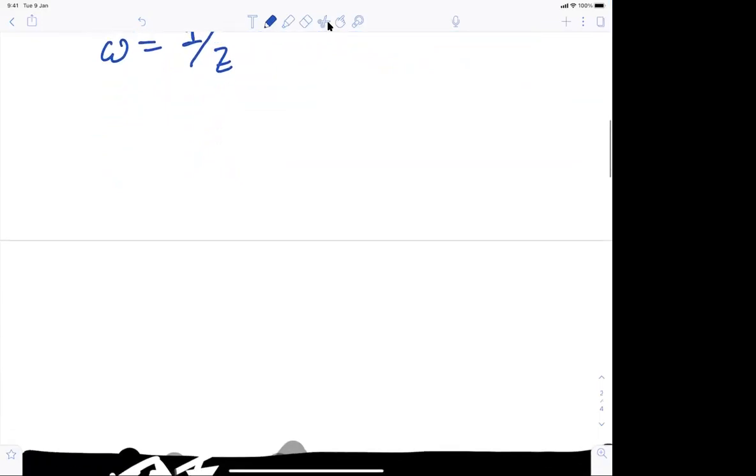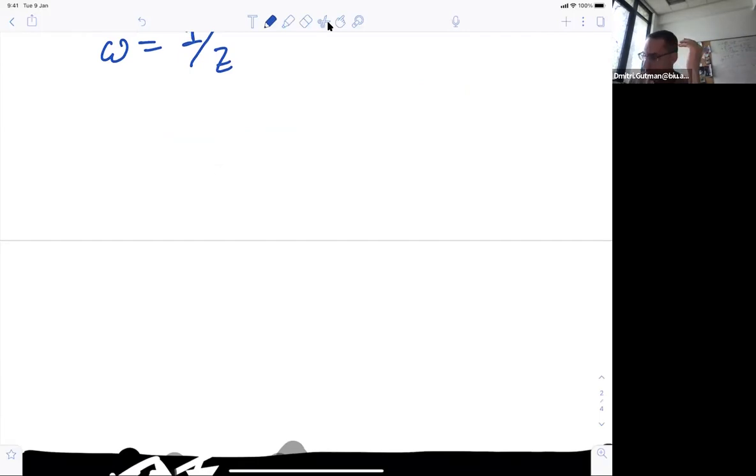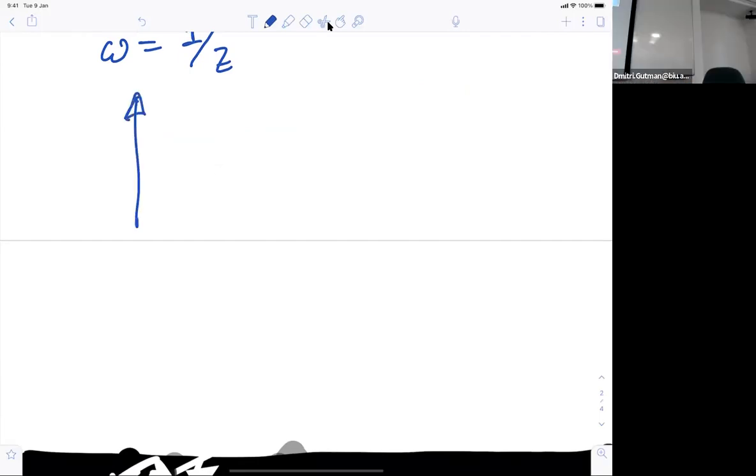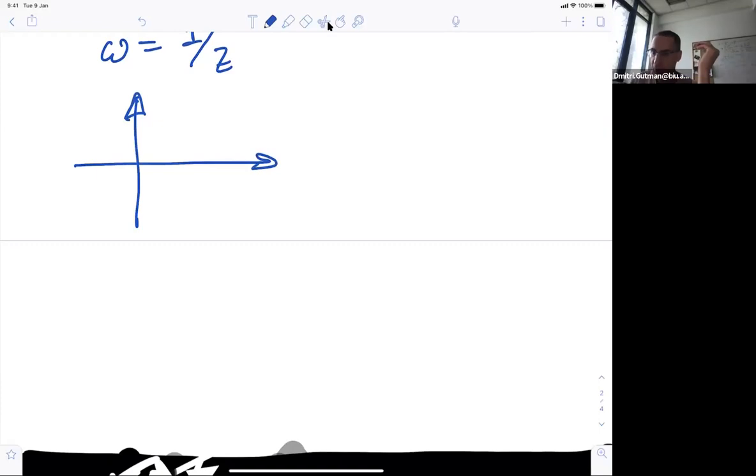So let us look at the circle somewhere on the complex plane.